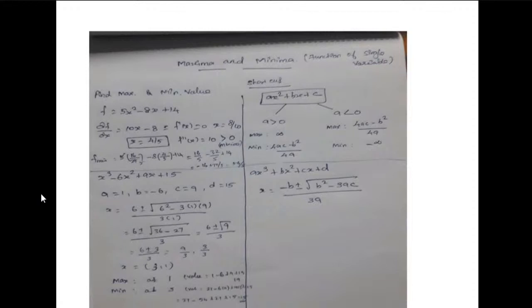Otherwise, I use this formula. I use a is equal to 1, b is equal to minus 6, c is equal to 9, and d is equal to 15. X is equal to minus b plus or minus root of b squared minus 3ac by 3a. Then substitute the values of a, b, and c. After substituting, we can find the x value: x is equal to 3, 1.